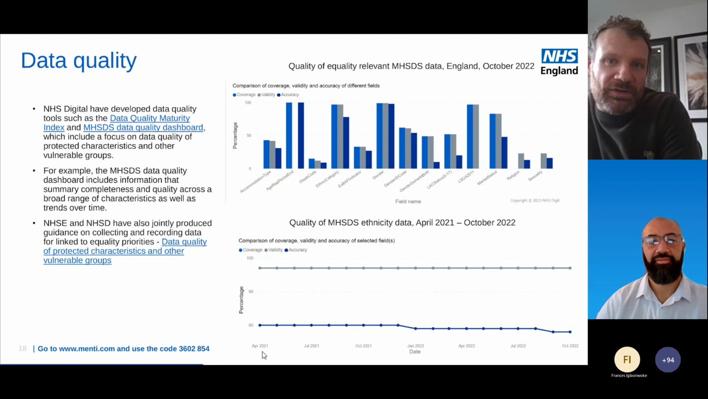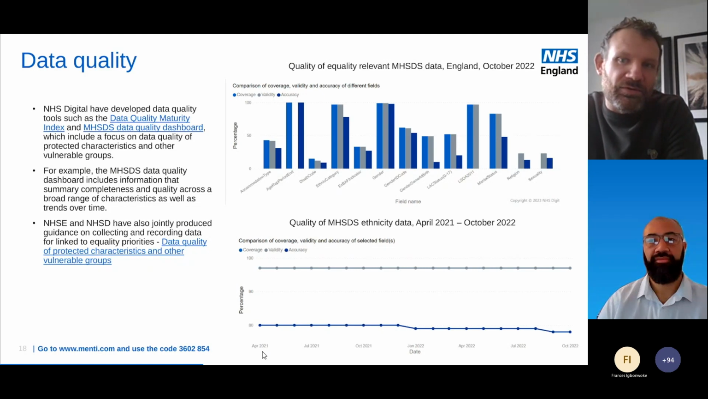The data quality dashboard gives you that summary, and there's also trend information, so you can see whether your data is improving or going down over time at a provider level, as well as across systems nationally. Next slide, please, Sean.